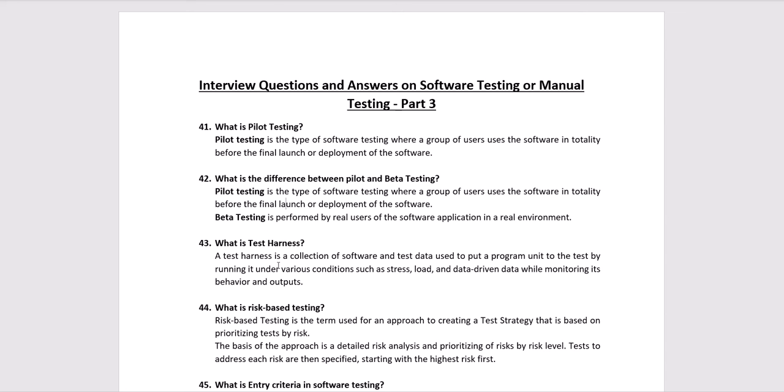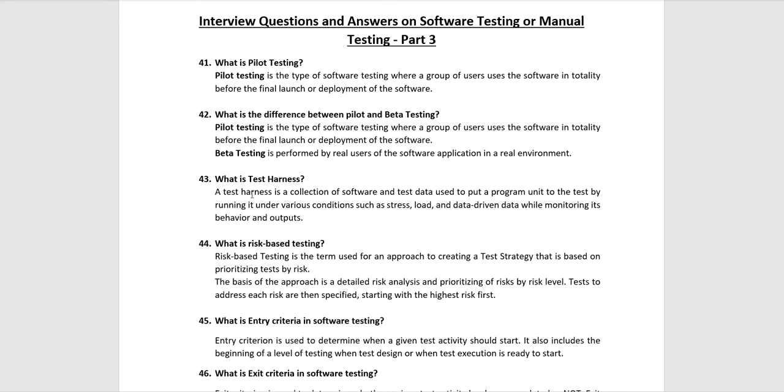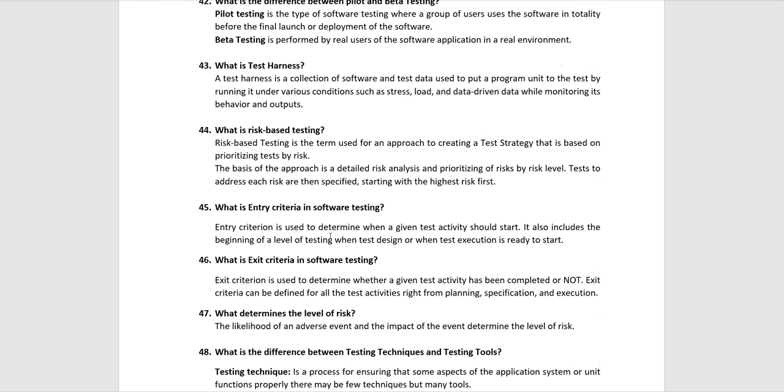The next is, what is a test harness? A test harness is a collection of software and test data used to put a program unit to the test by running it under various conditions such as stress, load, and data-driven conditions, while monitoring its behavior and outputs, which is nothing but a test harness.